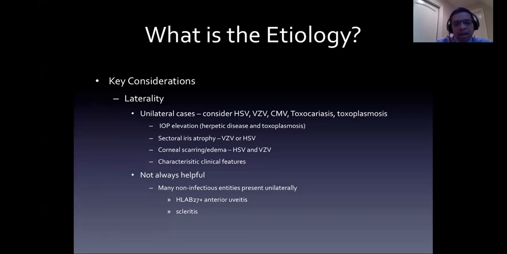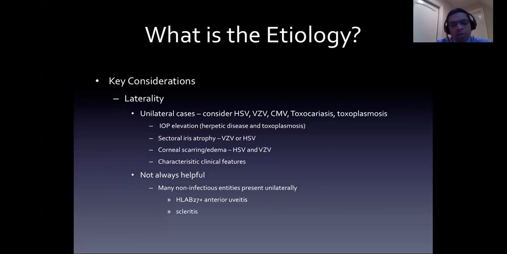You might be able to differentiate what this inflammation may be caused by based on laterality. For example, you need to consider in unilateral cases that herpetic disease from HSV, VZV, cytomegalovirus, or toxocariasis, toxoplasmosis is more common. Not always helpful to think that it's infectious if it's unilateral, because there are many cases of non-infectious entities that are bilateral, and non-infectious entities that can be unilateral. For example, HLA-B27 anterior uveitis, the most common identifiable cause of hypopyon uveitis. In those cases, it's unilateral in presentation.